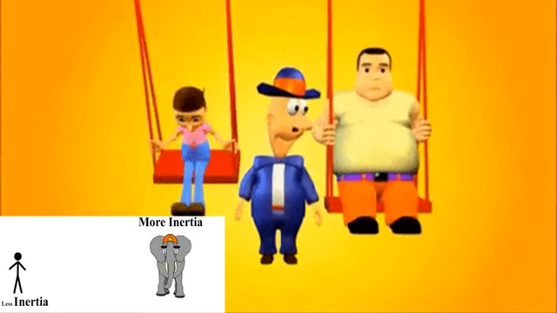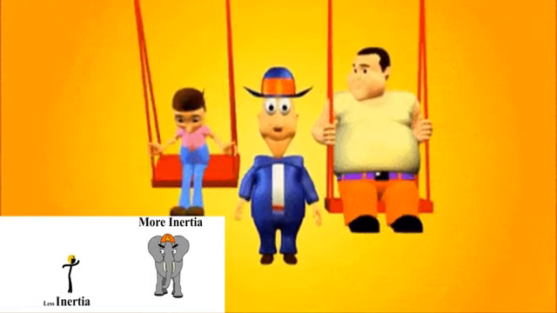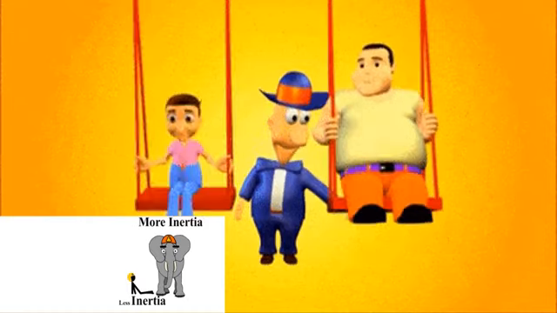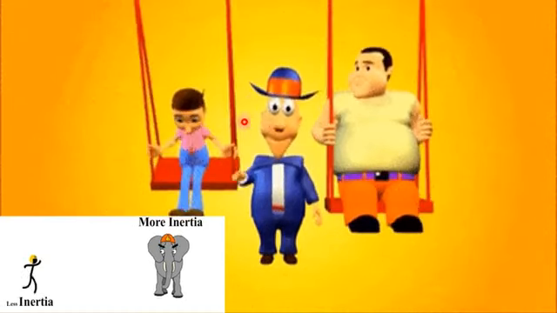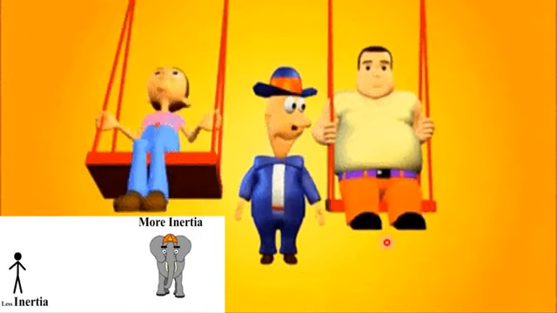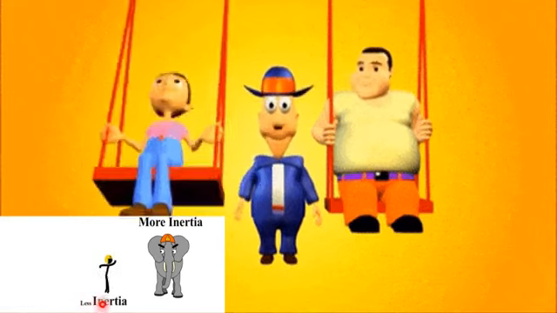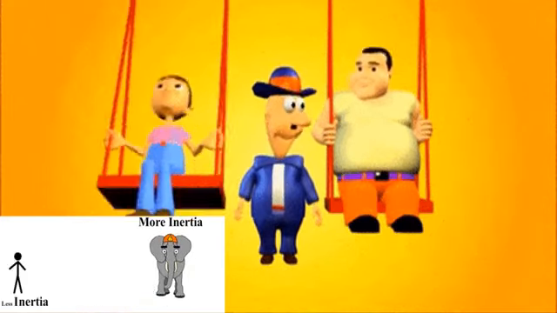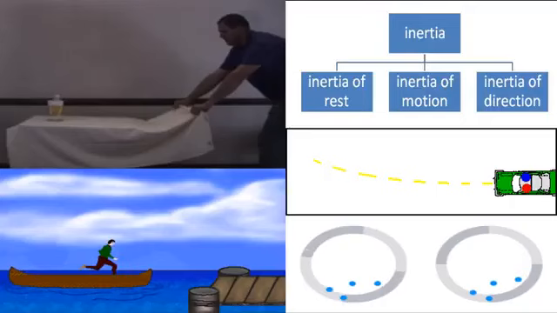Here you can see different objects have different inertia. A smaller object has lesser inertia, and a bigger object will have more inertia. It is easier to push this boy than to push this boy, because this boy is a little heavier. Likewise, a man will have lesser inertia when compared to an elephant.